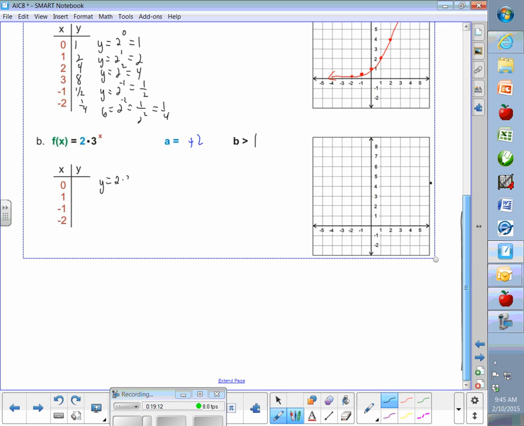2 times 3 to the 0. Now, if you need to do some extra steps, do it. But where do you end up with here? Right? Correct. This is a 2 times 1 or a 2. So our first point is 0, 2.